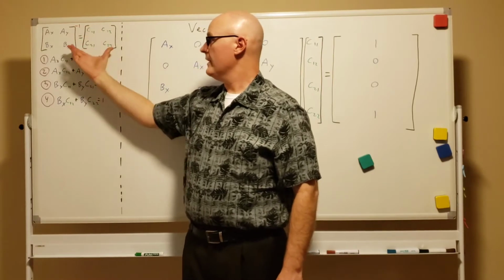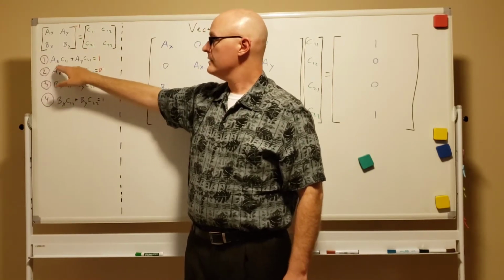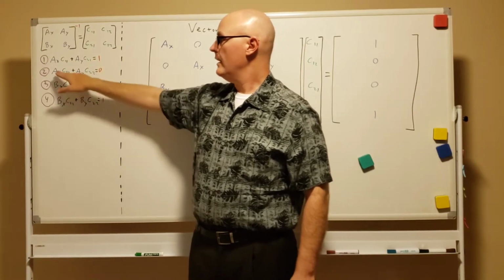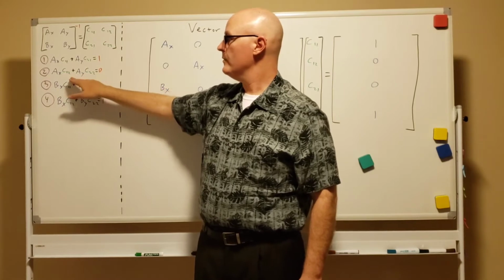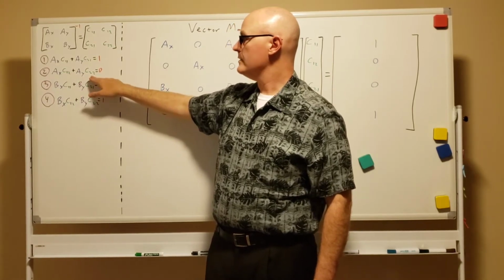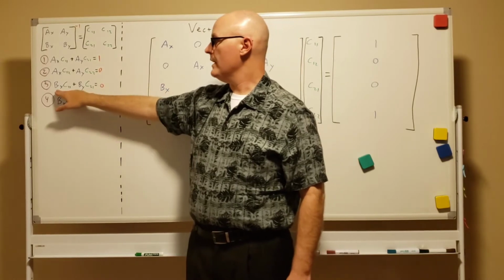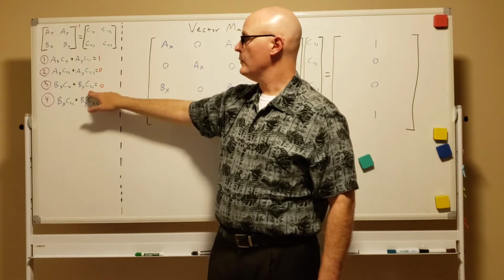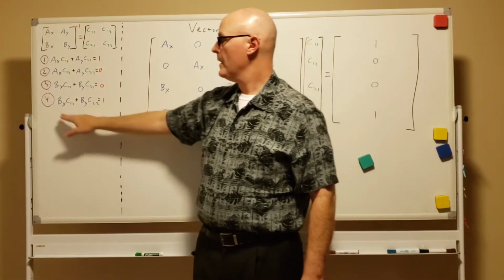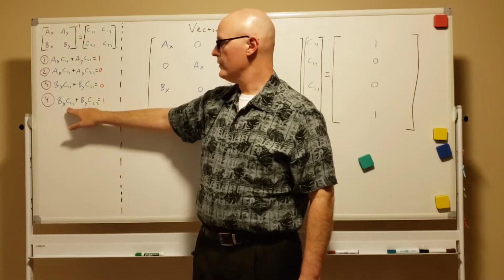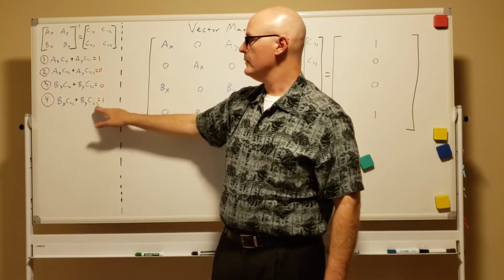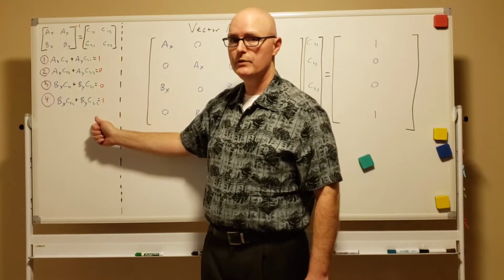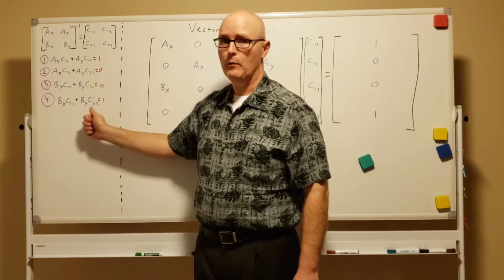So the equations we get out of this are that AX times C11 plus AY times C21 equals 1. AX times C12 plus AY times C22 equals 0. BX times C11 plus BY times C21 equals 0. BX times C12 plus BY times C22 equals 1. So now I have a system of equations. I have 4 equations, 4 unknowns. I'm going to choose to do this in a 4x4 matrix.